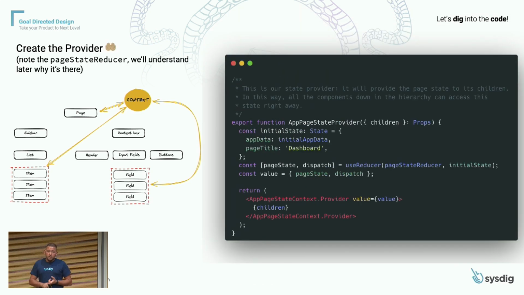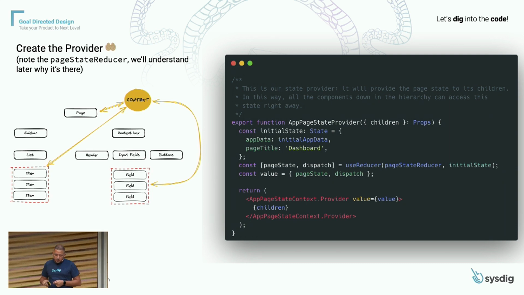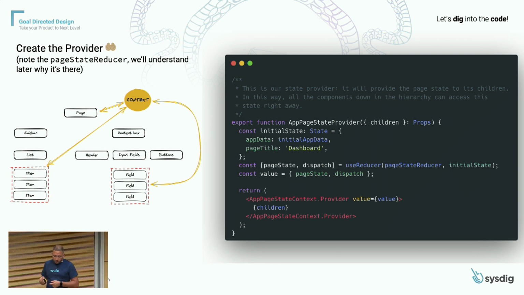But now that we have the context, we also need a new component that provides some context to its children. So we need to create the context provider. In this case, we called it AppPageStateProvider because it provides the page state that we saw before. Inside the page state provider, we define the value that we would like the components to have once they query the context. So the value, in this case, is the page state plus the dispatch, and we'll see why we also provide the dispatch inside the context.